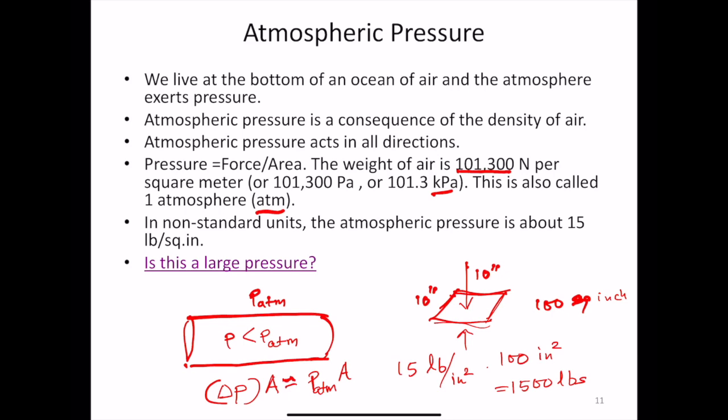I'm using an approximate symbol here. And so the area is large. The P atmospheric is pretty large, 15 pounds per square inch. So that would be an enormous amount of force acting on the compartment. So this is the net force acting on the compartment. There would be an enormous amount of force acting on the compartment, and that is what crushes it. So hopefully that's clear.